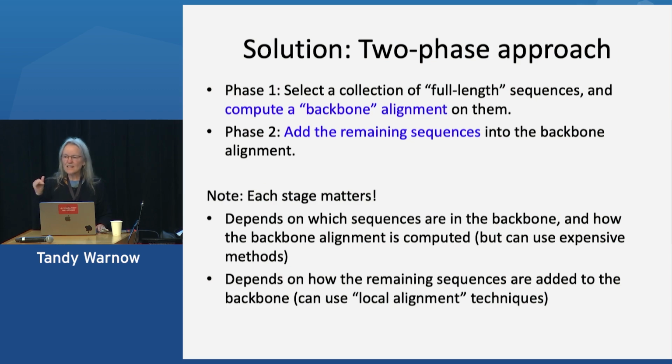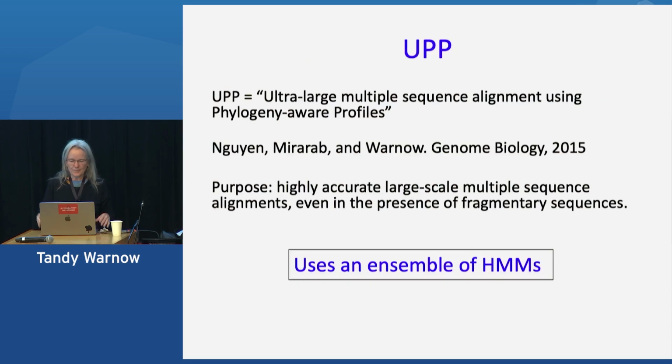So the 2-phase technique is the solution that we're using. You take the data set, you divide it into 2, the full length and everything else. You get a good alignment on the full length sequences, and you add everything else in. But how you do each step matters. How you get the alignment on the full length matters. How you add things in matters. UP was the first technique we developed that I'm going to show you.